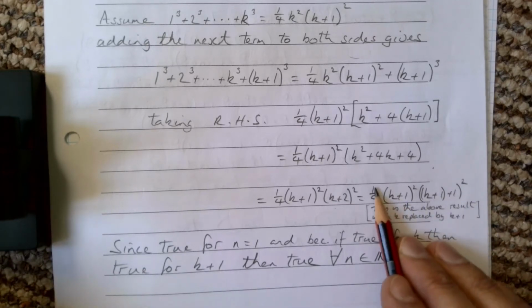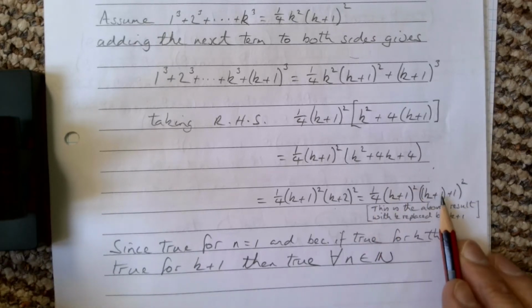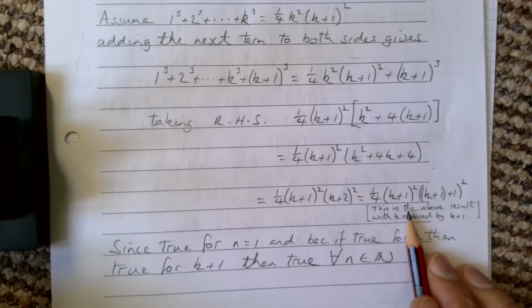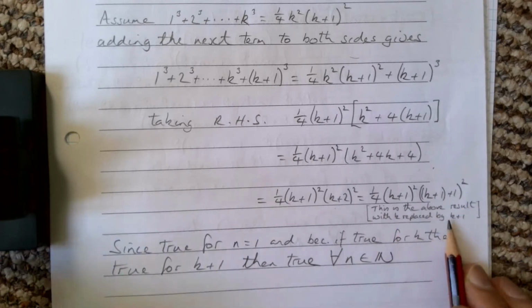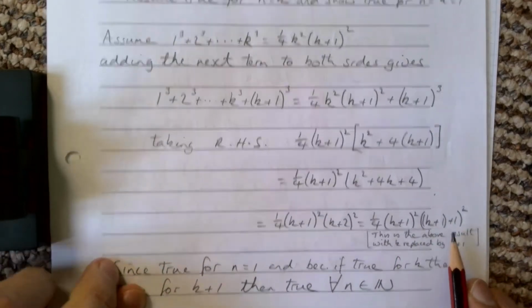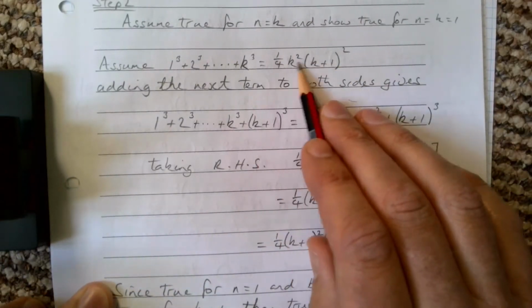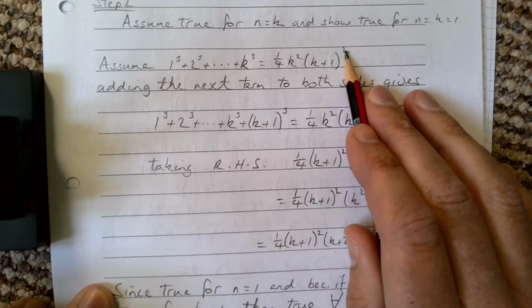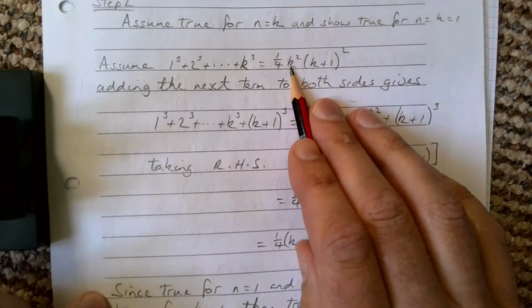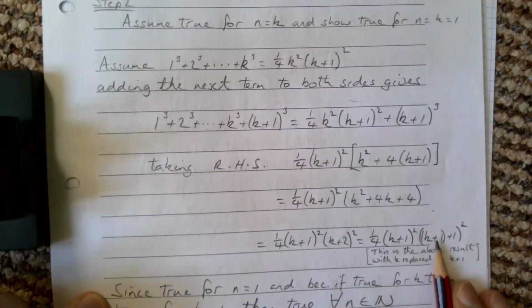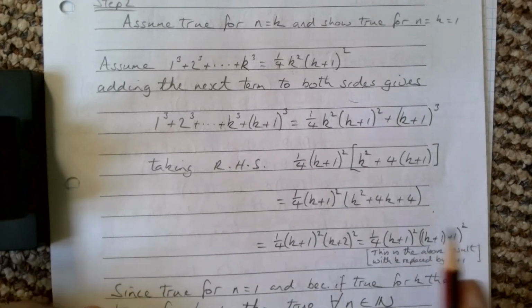So why have I done that? I have a quarter (k plus 1) all squared, (k plus 1) all squared. This is just the above result with the k replaced by a k plus 1. So I hope you see that there. If we go back up to the top, this here was our formula. So it was a quarter k squared, (k plus 1) all squared. But anytime I have a k here, I've exchanged it then for a k plus 1 down here. So that's proven it really.